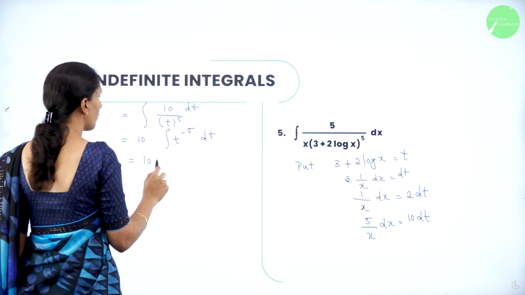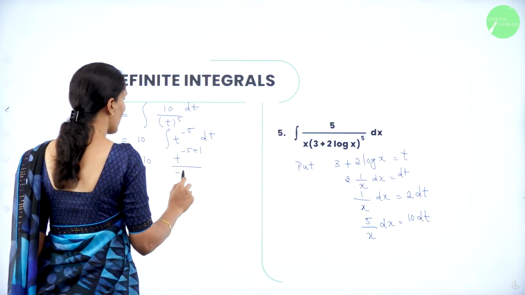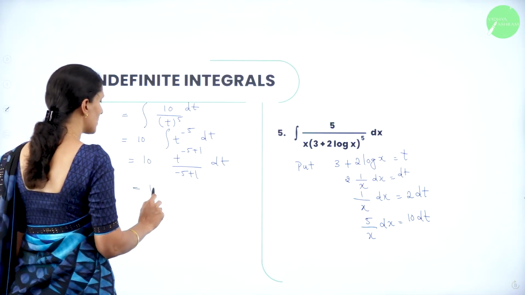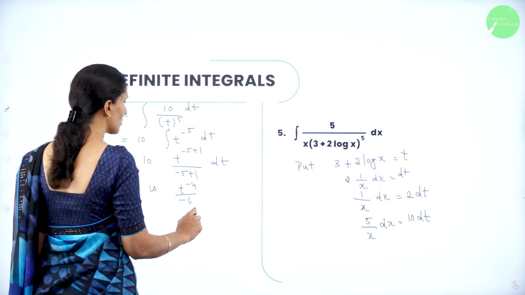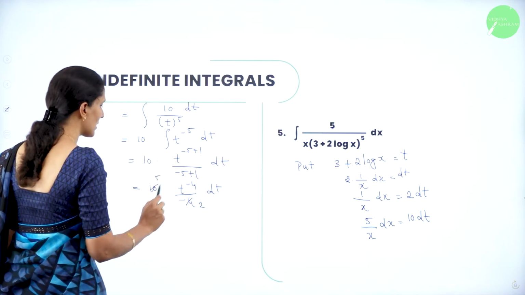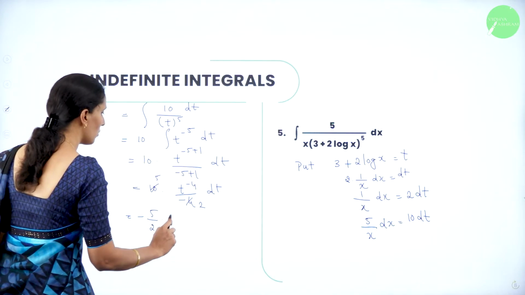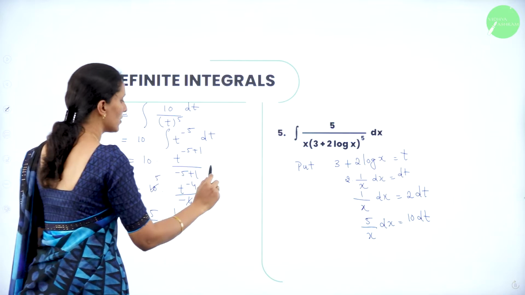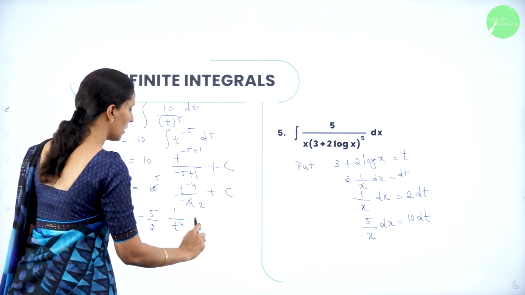So integration of minus 5 is nothing but t to the power minus 5 plus 1 over minus 5 plus 1 into dt, which becomes 10 into t to the power minus 4 by minus 4. The 2s cancel, and the 5s cancel. The value I can write as minus 5 by 2 into 1 by t to the power 4. No need of dt here. So plus c, and here it is plus c.